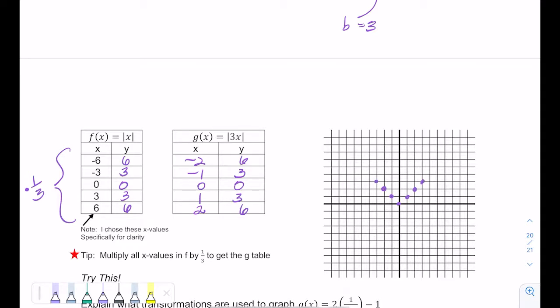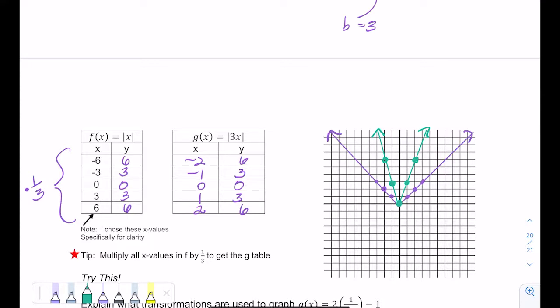So I'll graph a couple points there just so you can see. Here's one side. Here's the other. Okay, there's your absolute value function. And I'll graph g of x in another color. So -2, 6. -1, 3. 0, 0. 1, 3. 2, 6. As you can see, the y's stayed where they were at. It was the x's that moved. And what do you notice happened?